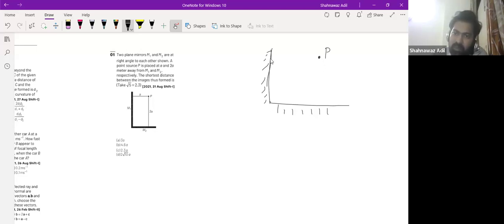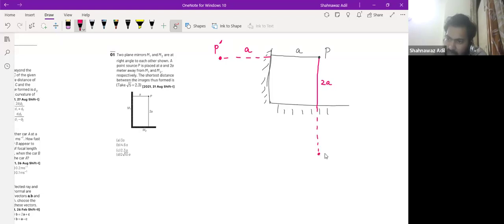Due to this mirror, the image would be behind it, so the image would be here. Let's say this is P prime, at this distance from the mirror. And due to the other mirror, the image would be here. This distance is 2a, so at the same distance, let's say this is P double prime. So this would be the image.